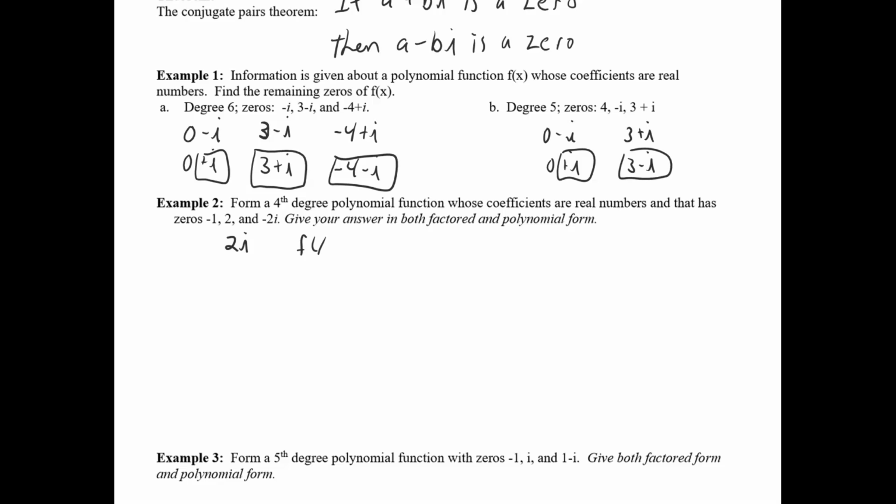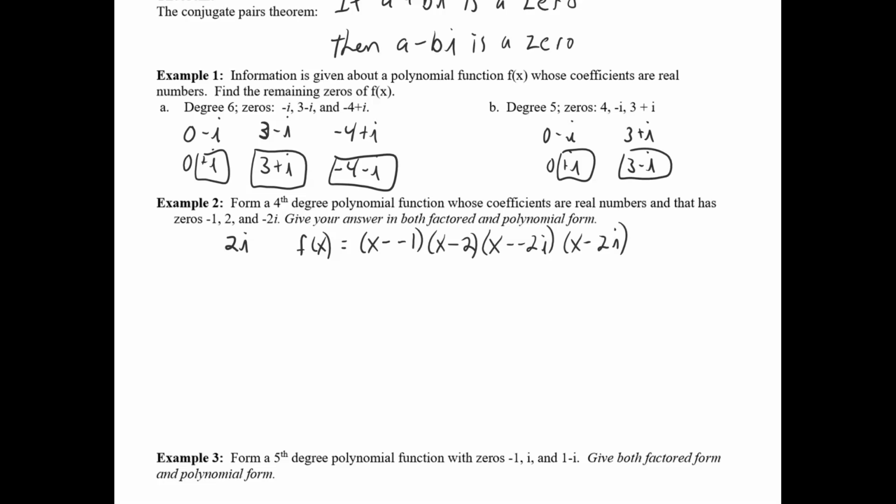So our function would be f of x equals x minus the first zero, which is negative 1. I should have said x minus negative 1. We'll change it to plus afterwards. Subtract the 2, so we have x minus 2. Subtract the negative 2i, so we have x minus negative 2i. And subtract the positive 2i, so we have x minus positive 2i. All right, there's our polynomial function in factored form.